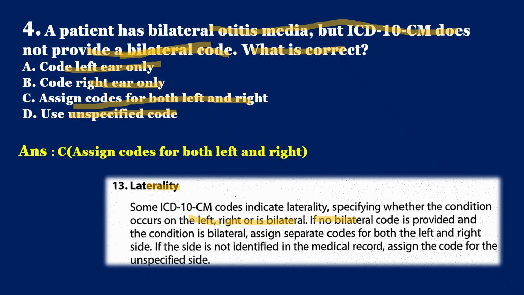If no bilateral code is provided and the condition is bilateral, assign separate codes for both the left and right side. If the site is not identified in the medical record, assign the code for unspecified. So the answer is C, guys. You can see that is assign code for both left and right.